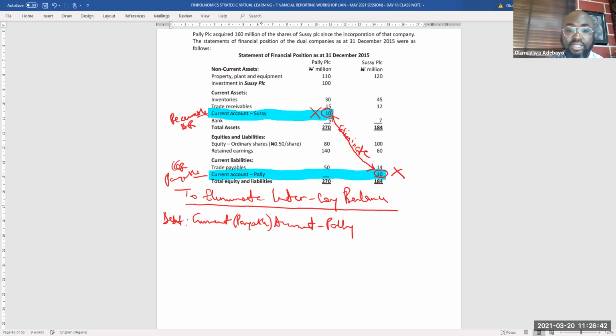Which is in favor of PALI, and credits. Intercompany receivable account that has a debit balance. Current receivable account from Susie. How much? The 10 million naira.